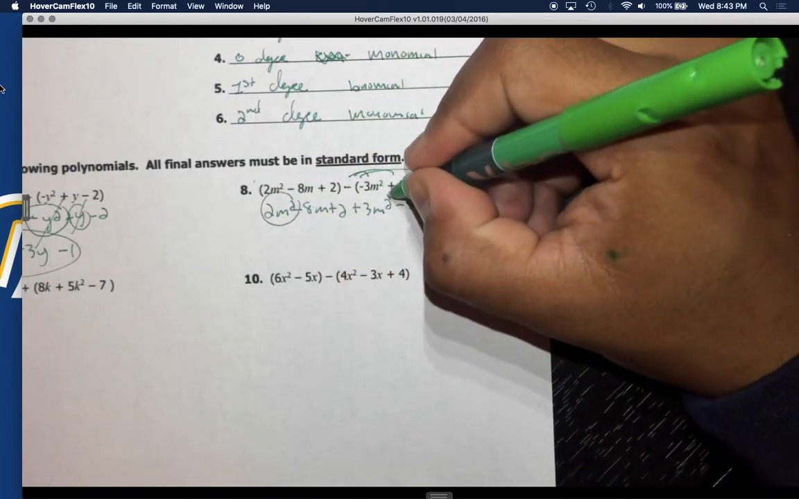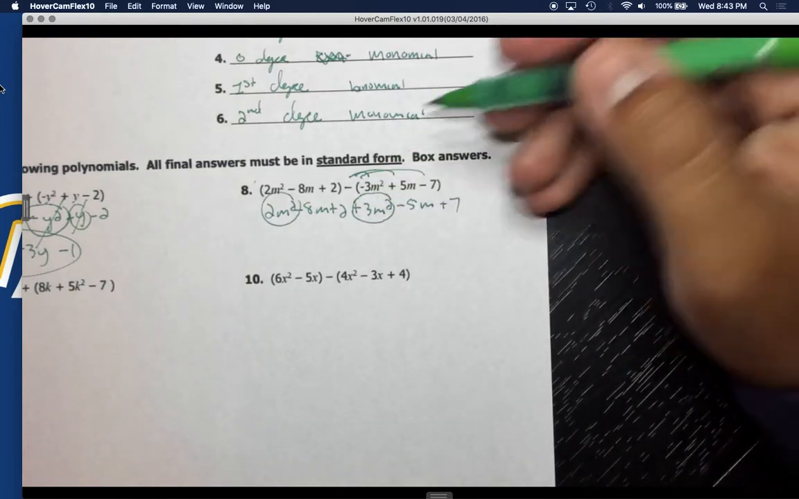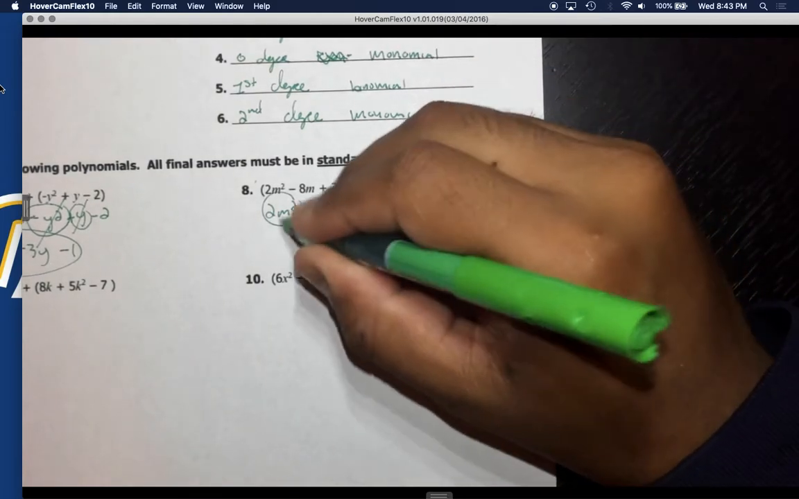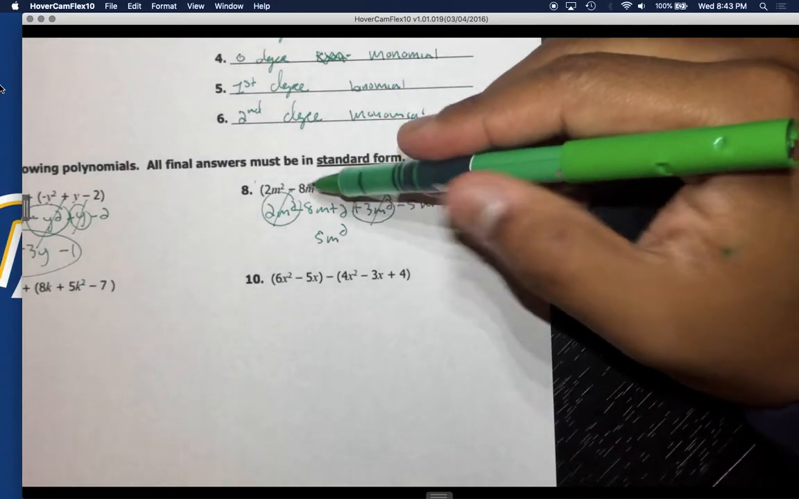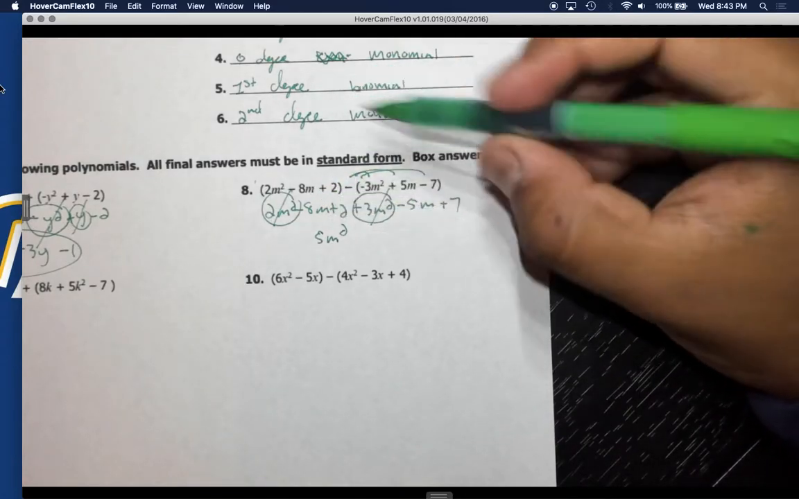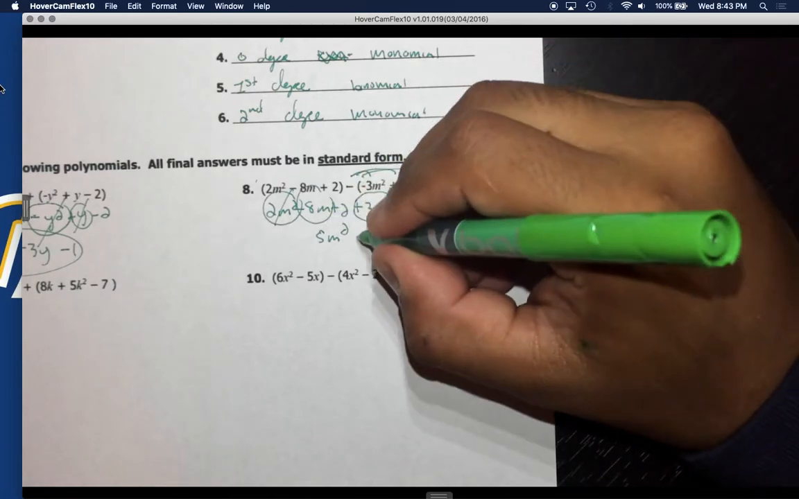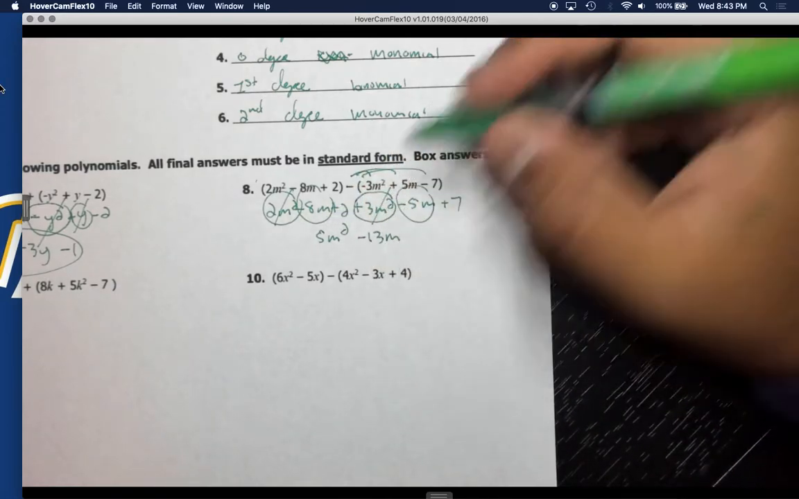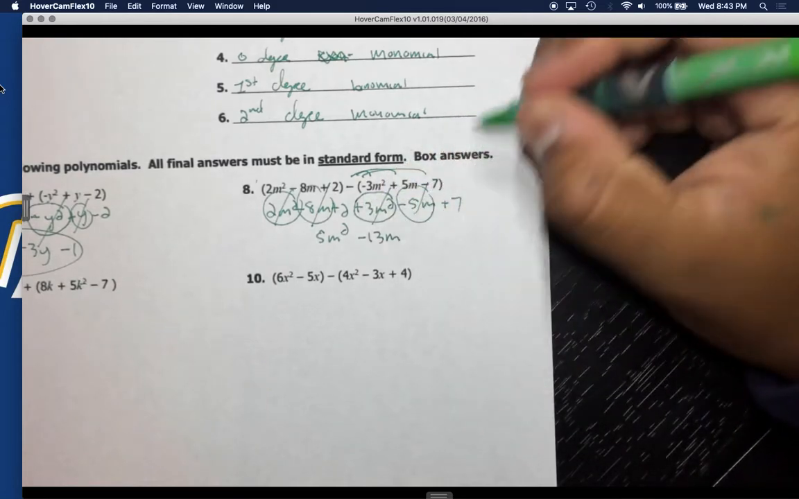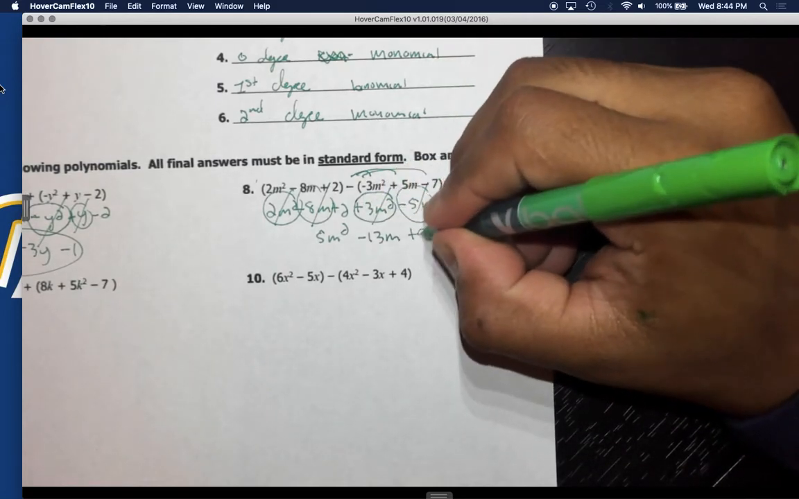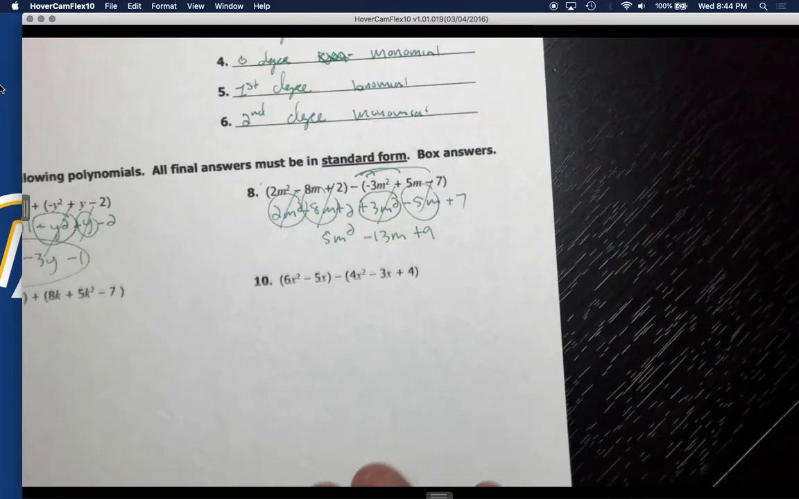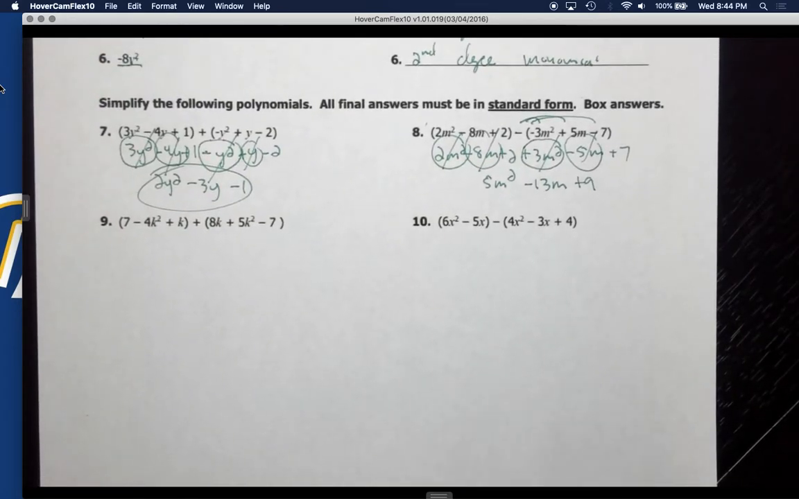2m squared, is there another m squared? Yep, 3m squared. Add those up, those equal 5m squared. That is a negative 8m. Is there another m? Yes, negative 5m. So that becomes negative 13m. Then we get the 2 plus the 7, which is a positive 9. That's it. So try the next two. Feel free to press pause. I'm just going to go ahead for video's sake.